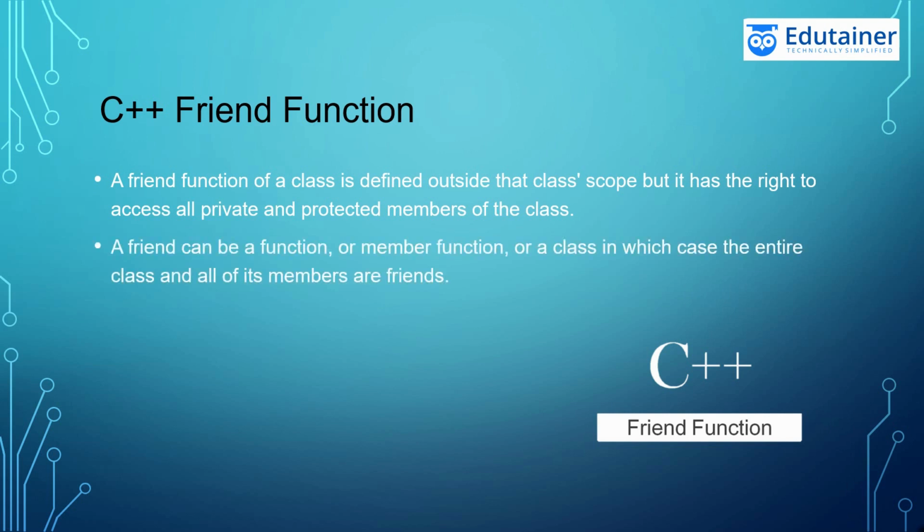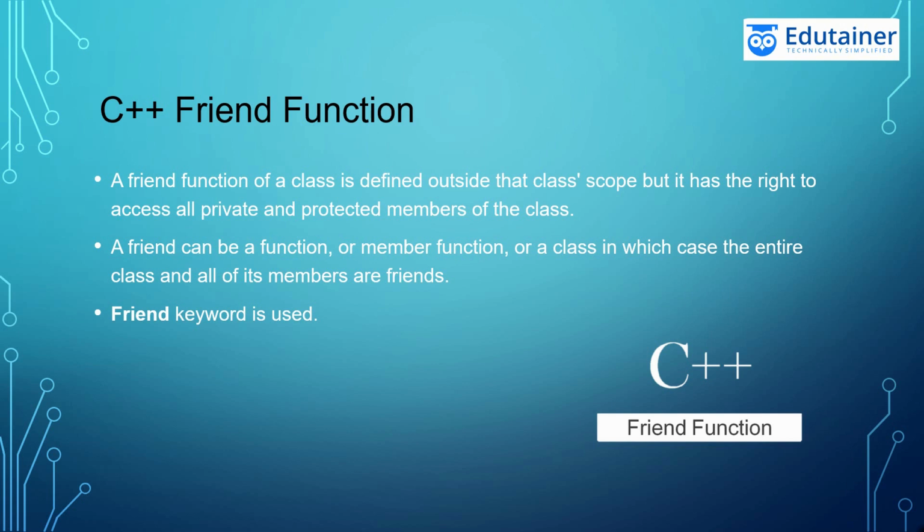A friend can be a function or a member function or a class, in which case the entire class and all of its members are friends. So the friend function is a function which can access all the members and functions of the class, which are also known as its friends. The friend keyword is used. So we will be writing the friend keyword for defining a friend function, where friend is a reserved keyword, so you cannot have a variable named friend.